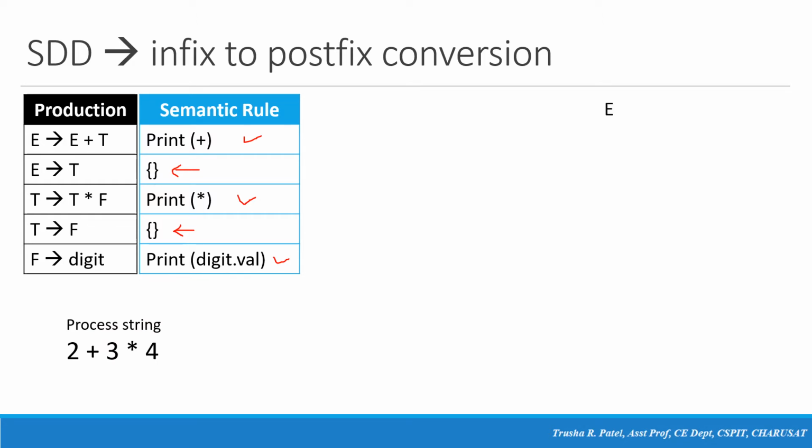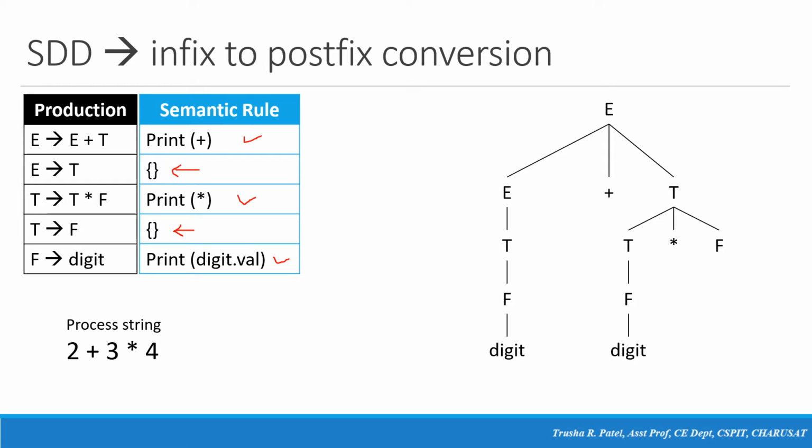So first we have to construct the parse tree. We are starting with E, which is replaced with E plus T, E replaced with T, T replaced with F replaced with digit, T replaced with T multiply F, F replaced with digit, and F replaced with digit. Now, as we have discussed earlier, we have to follow the semantic rule only when we are going from bottom to top in the parse tree during the traversal.